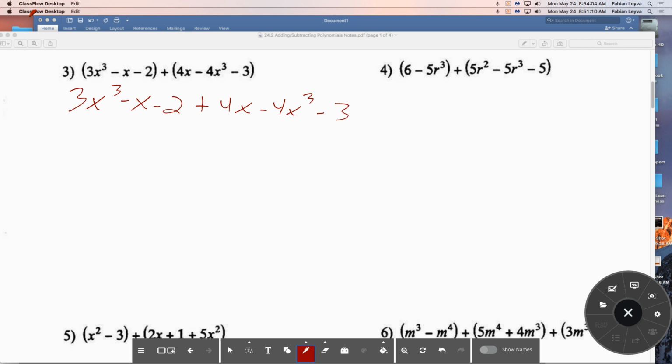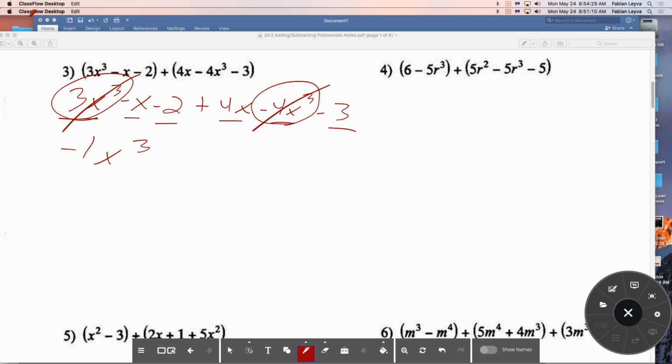Now, looking at all these terms, I notice that 3 is my biggest exponent. I have an x to the 3 there, and I have an x to the 3 there. So remember, when you're combining, what you're really doing is just adding. So what is a 3 plus a negative 4? Well, what's 3 minus 4? A negative 1 x to the third. Don't forget that your exponents and your variables don't change. Now we have all our thirds down.